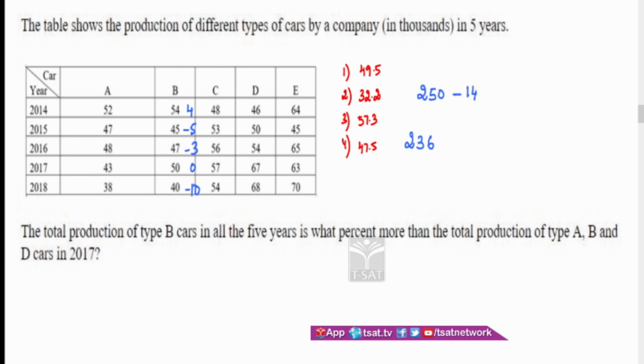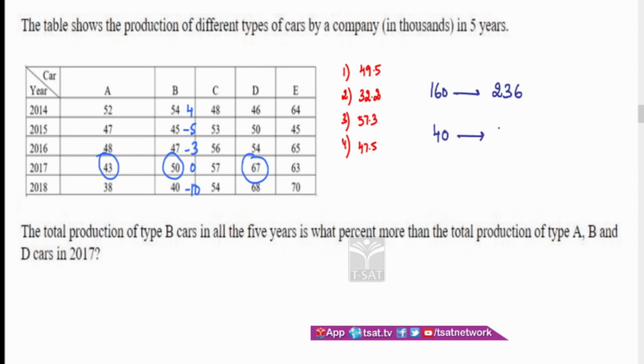This is the total data, which is nothing but total cards produced by type B in all the years, right. So, total number of cards of type B produced is 236. Is what percent more, which is nothing but percentage increase we have to find out. Then the total production of type A, B, D in 2017. In 2017, A is 43, B is 50, D is 67. Now, you can say 67 plus 43, 110, then this 50 is 160. Therefore, when you compare 160 and 236, you can cancel it by 4 table to make it simple. Therefore, it becomes 40.